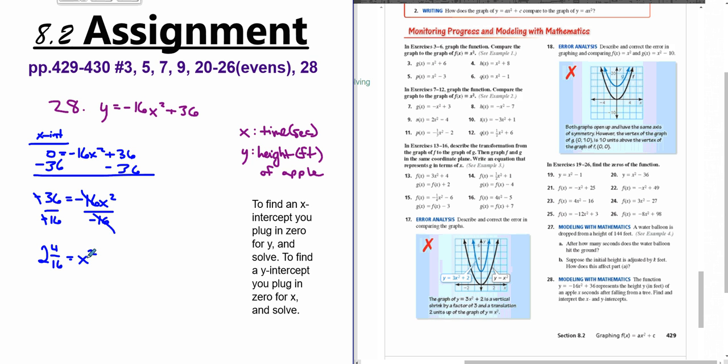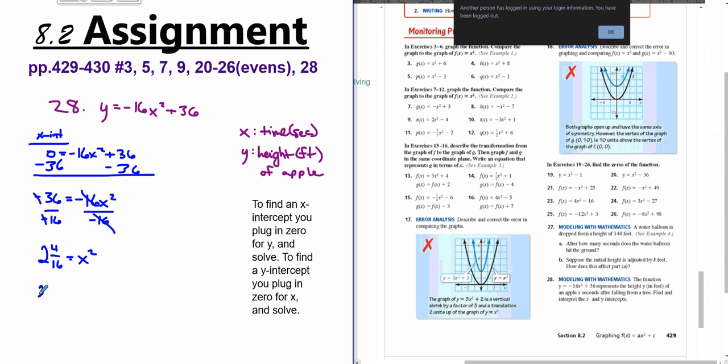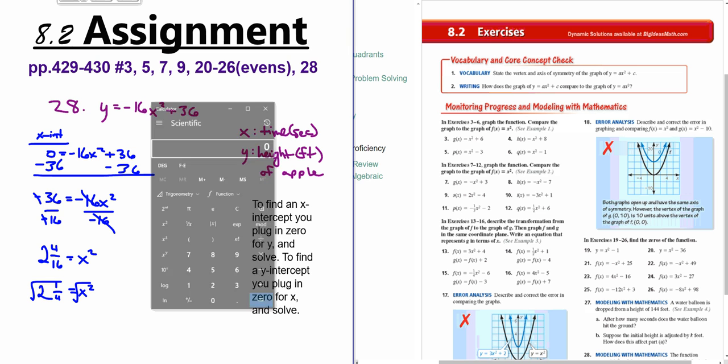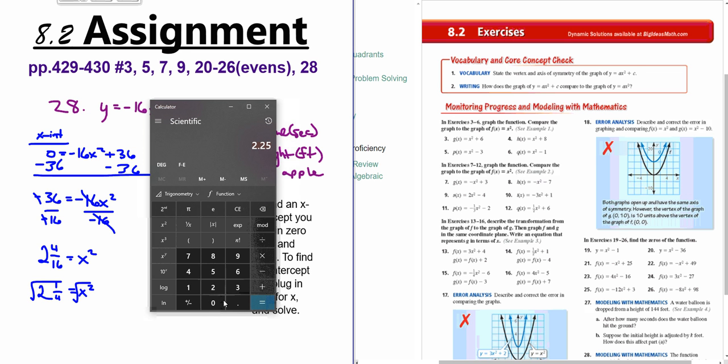Now to undo that square, I would have to take a square root of both sides. First, let me simplify this a little bit. That is 2 and 1/4. If I want to get the x by itself, square root both sides. Now the square root of 2 and 1/4, 2.25.